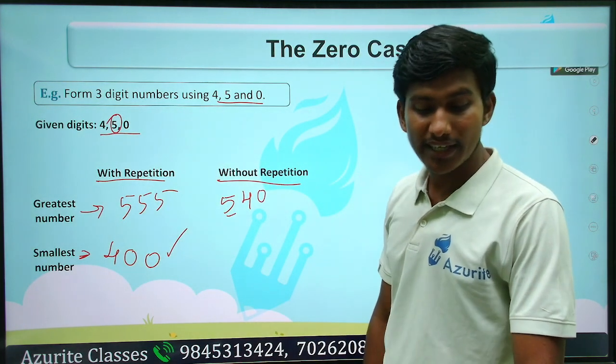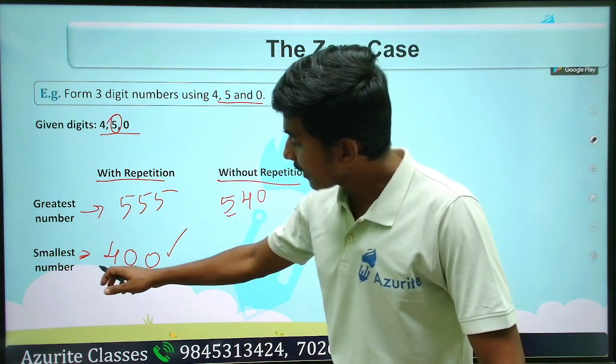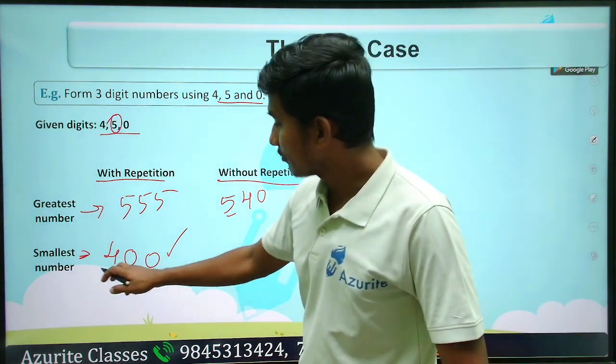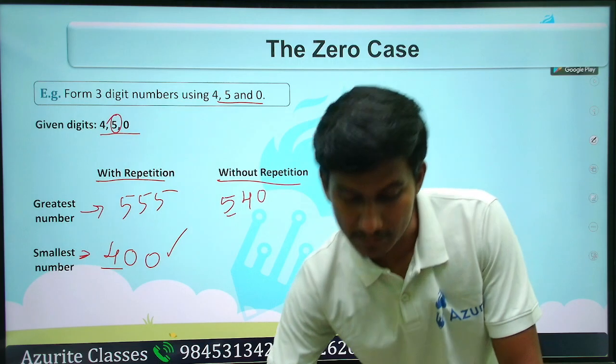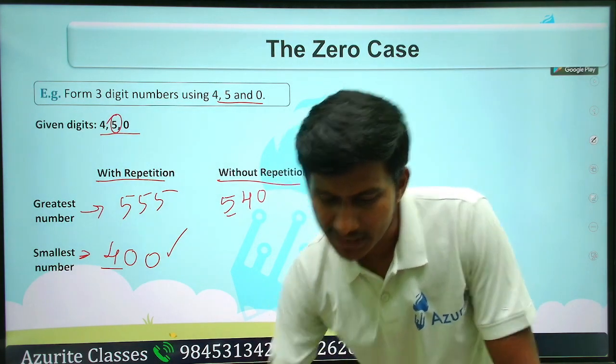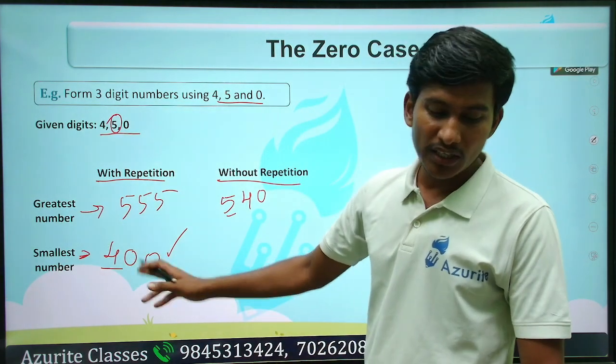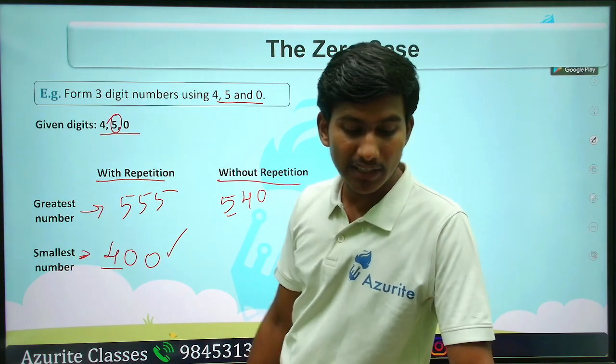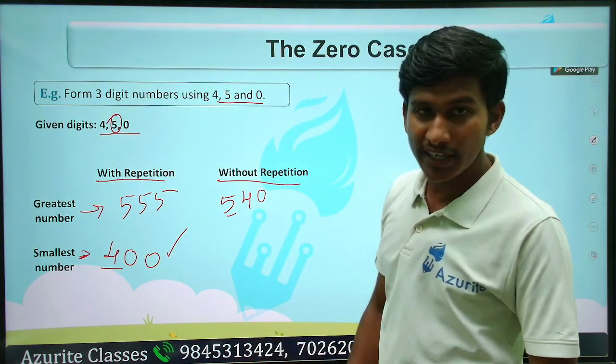Understand? First we cannot write 0 at the starting, because that will not be a number. Later we can write it afterwards. So 400 will be the smallest number here. Got it? Understand?